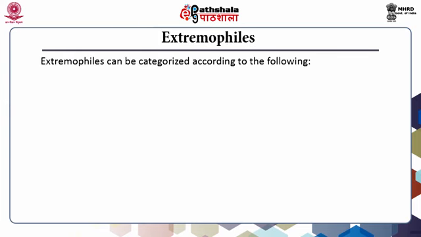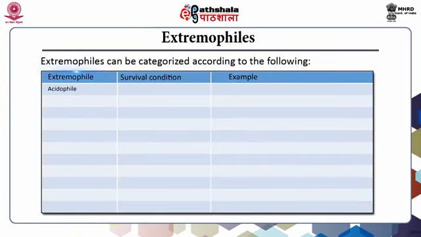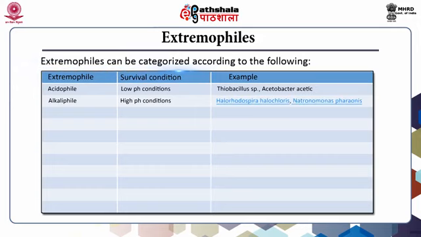Extremophiles can be categorized as follows. Acidophiles. These are the microbes surviving under low pH conditions. Examples: Thiobacillus, Acetobacter aceti, etc. Now what are alkaliphiles? These are the microbes surviving under high pH conditions. And what are the examples? Halorhodospira, Halochloris, Natronomonas pharaonis.